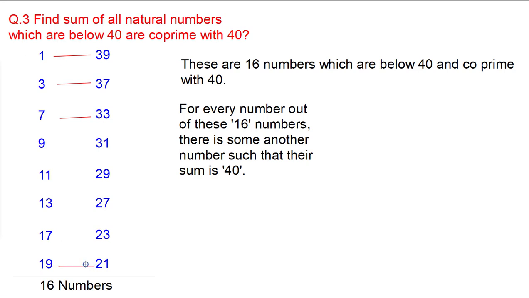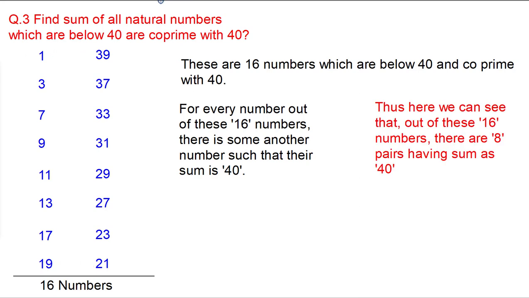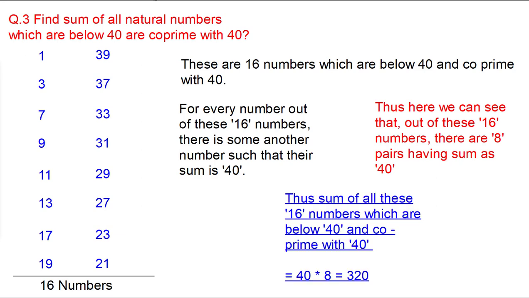So for every number out of these 16 numbers there is some other number such that their addition is 40. Thus we can see that out of these 16 numbers we can form 8 pairs having addition 40. The sum of all these 16 numbers which are below 40 and coprime with 40 becomes how much? 40 into 8, because there are 8 pairs of addition 40. So the sum is 320.